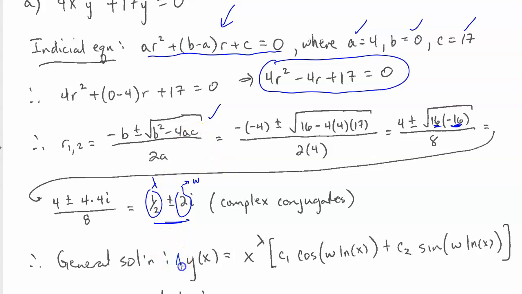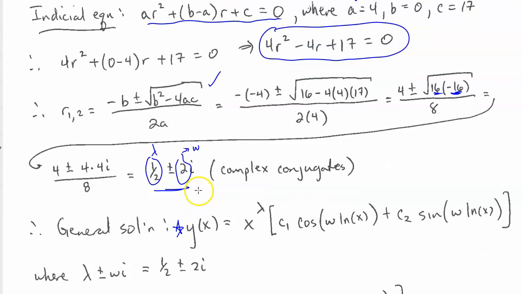So our general solution, we have x raised to the lambda times the linear combination of cosine and sine of omega times natural log of x, where the omega times natural log of x is the argument or inside of the sine and cosine function. So notice all we need to know is what is lambda, what is omega, and we just plug it in, okay?